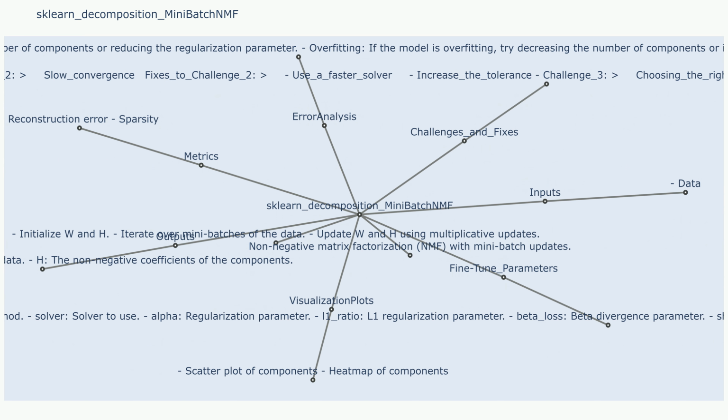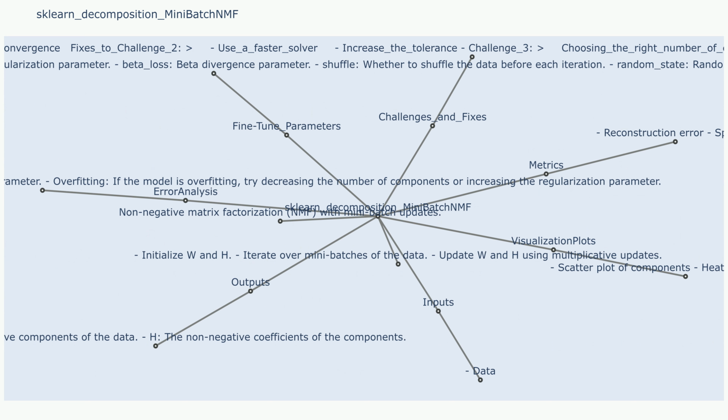Use mini-batching. This involves using mini batches of samples to update the model, which can significantly speed up the training process. Use a more efficient solver. The CD solver is generally faster than the mu solver. Use a smaller number of components. This will reduce the complexity of the model and speed up the training process.